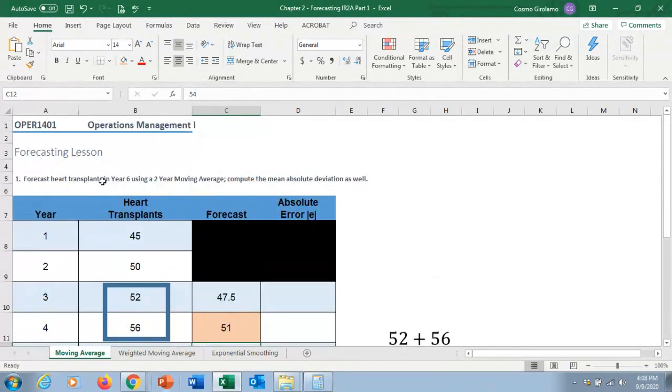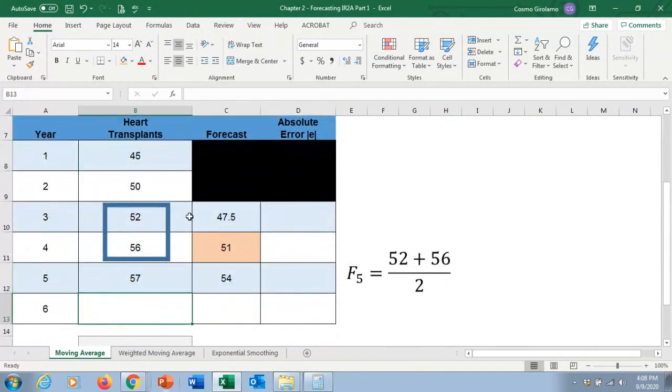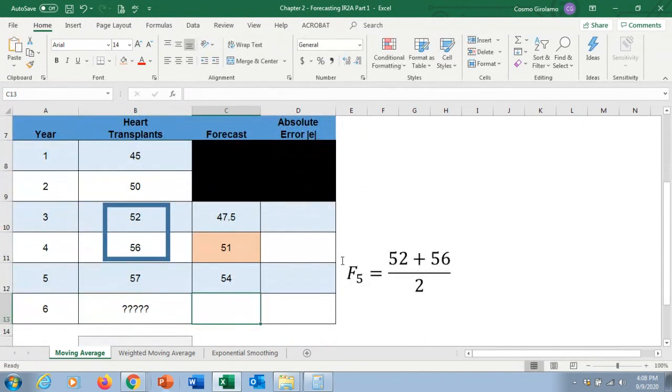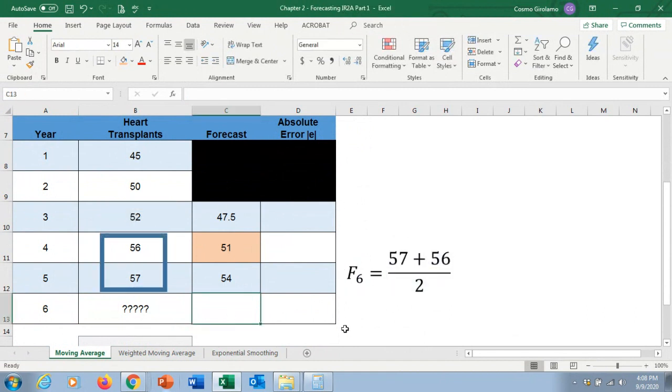And finally, the one that we actually were asked to in year 6, what do you predict? So here I don't have what actually happened. So this is the point of a forecast, is to make a prediction. So what's my prediction going to be? Well, it's going to be on a 2-year moving average. So I'm going to predict what happens in time period 6, and it's going to be 57 and 56 because I slide this down. So I'm going to predict 56.5. So my prediction here would be 56.5 heart transplants based on the 2-year moving average.